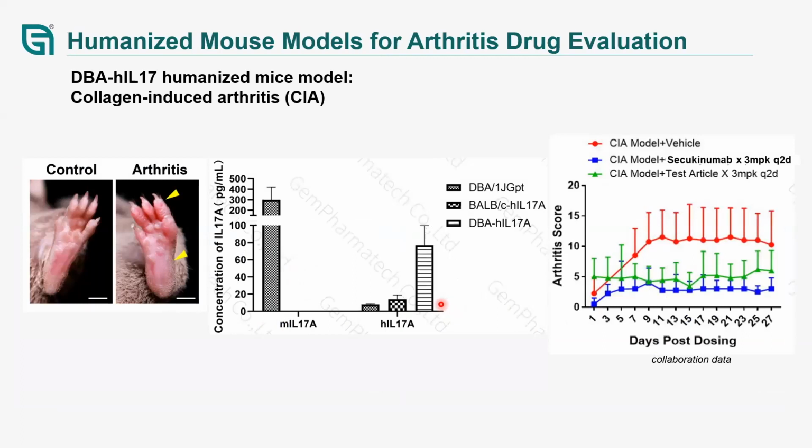Here we see the DBA human IL-17A mouse strain used in the CIA arthritis model. This strain shows clear improvement of disease pathology when treated with secukinumab and an unnamed test article when compared to vehicle treatment. You can see here, and also in the histology, the serum cytokine levels and pathology score were assessed. These results show the utility of this DBA human IL-17A mouse model for discovery and development of therapeutic entities against rheumatoid arthritis pathology.